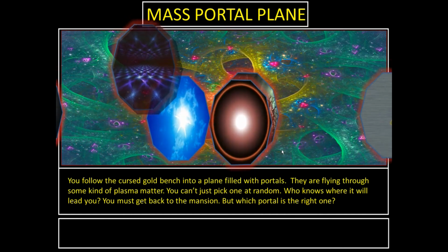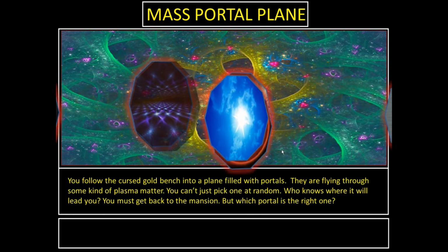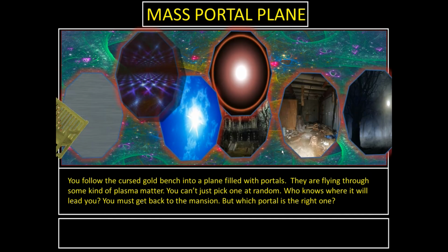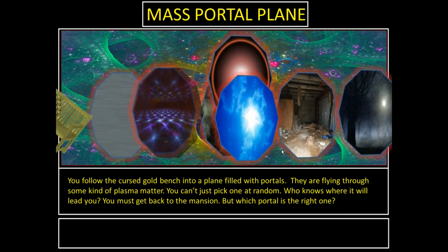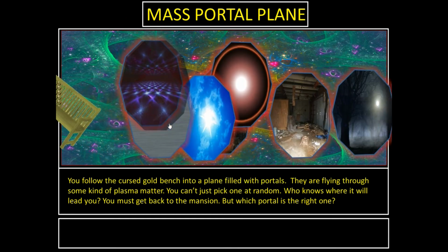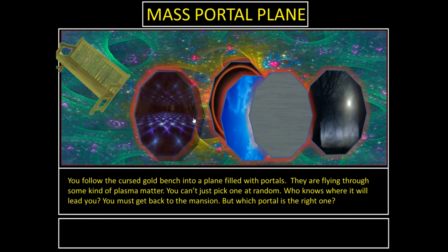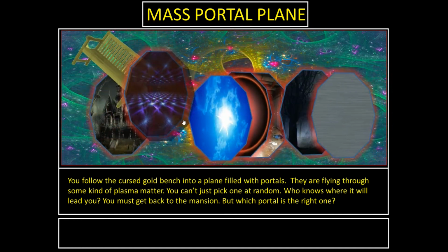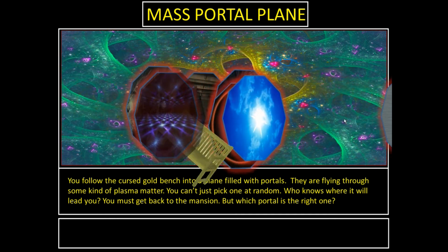Okay, you follow the cursed gold bench into a plane filled with portals. They are flying through some kind of plasma matter. You can't just pick one at random. Who knows where it'll lead you? You must get back to the mansion, but which portal is the right one? Well, the one that looks like the mansion, which is, I think, this one moving around in the background, glowing kind of red and blue. Blue border. Let's see if we can grab it. Where do we grab it at? I think we can grab it right here.